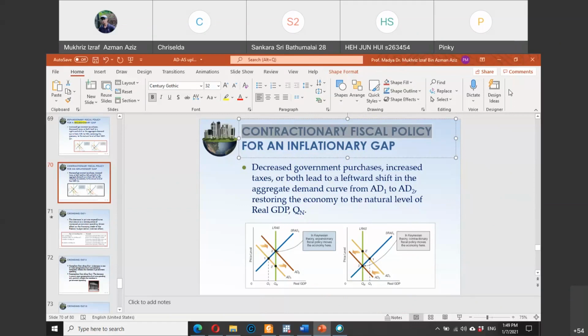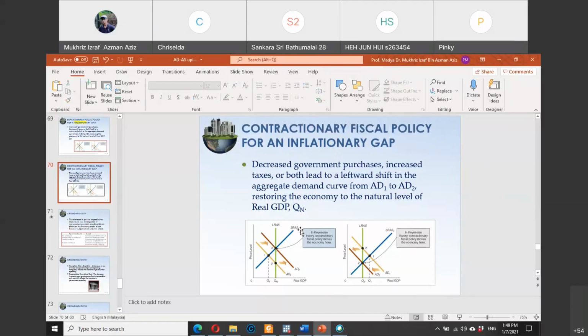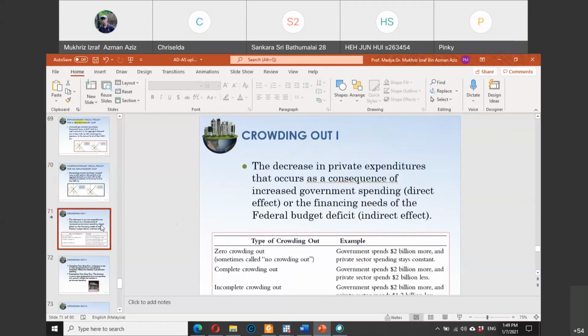Okay, so that is the discussion on contractionary versus expansionary fiscal policy, using government expenditure and also tax.